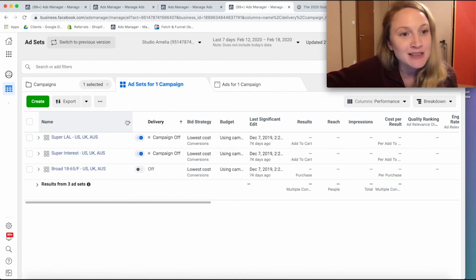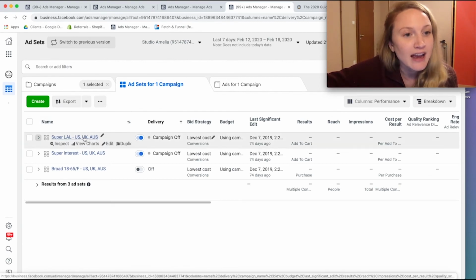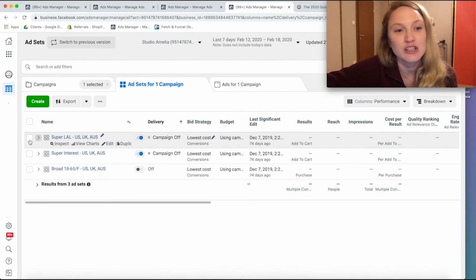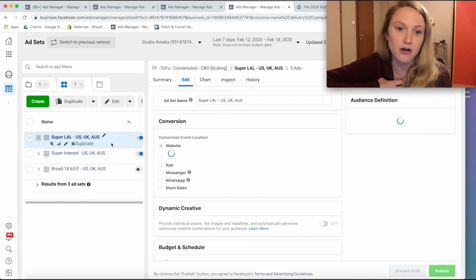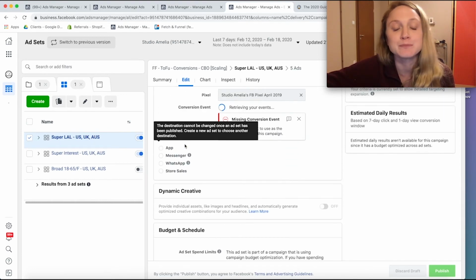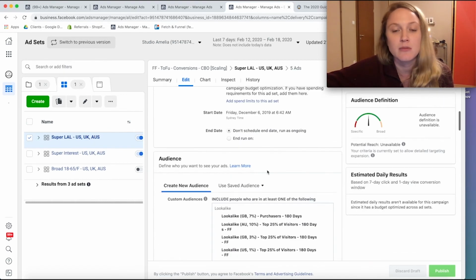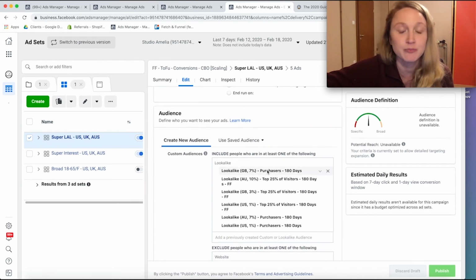And essentially what this is, I have 3 ad sets here. One is a super lookalike audience. Now, a super lookalike audience takes all of your best performing lookalikes and puts them into one ad set. So you can see here we have multiple lookalike audiences within one ad set. These just happen to be from multiple countries. Now, I actually tested all these audiences before, and these were the best of the best.